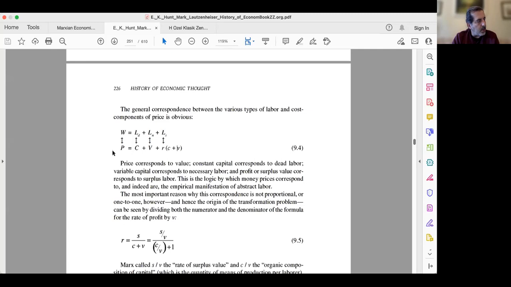But his solution was flawed mathematically, arithmetically, actually. He transformed outputs, but did not transform inputs. That was his problem. And since then, Marxists have tried to solve this problem of transforming values into prices. There are a number of solutions to the transformation problem. I'm not sure, it could be seven or eight.